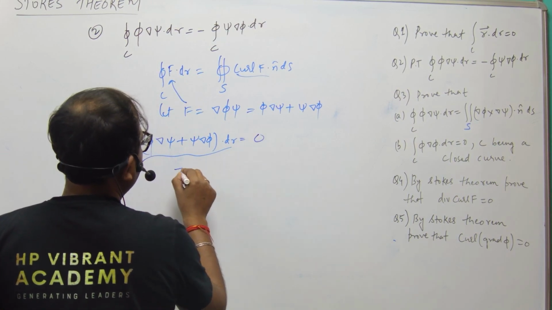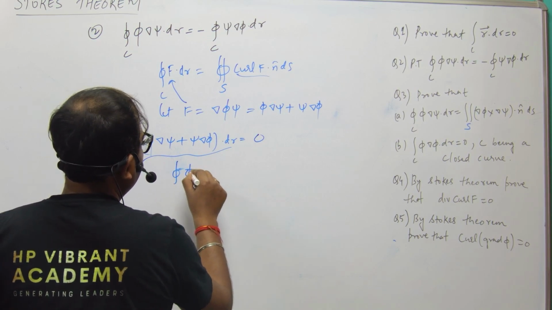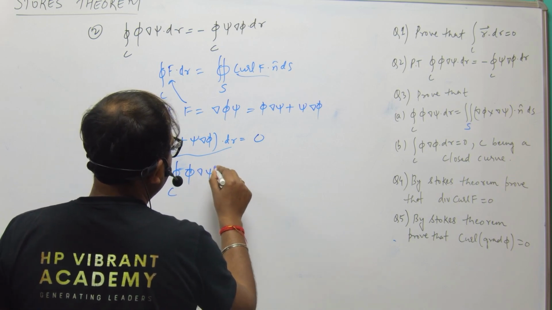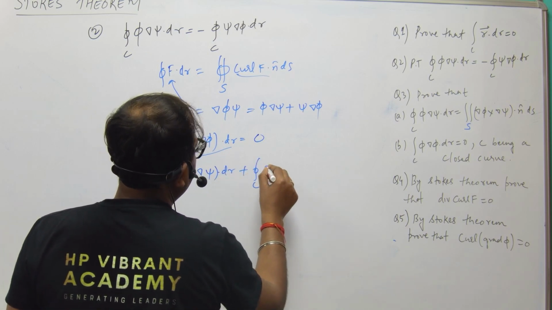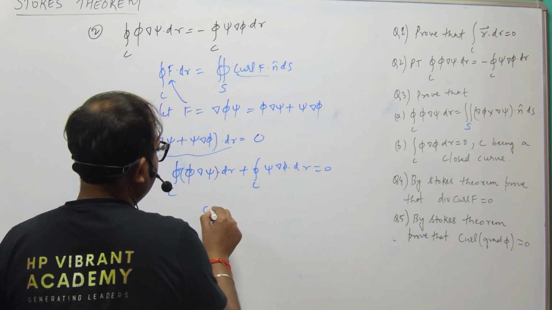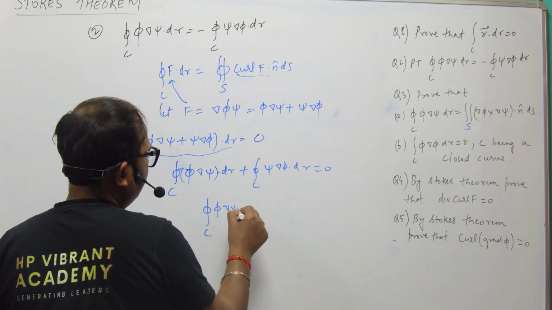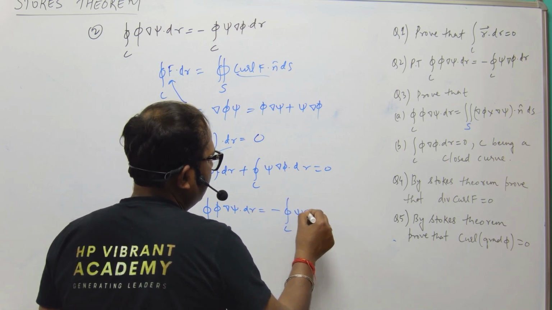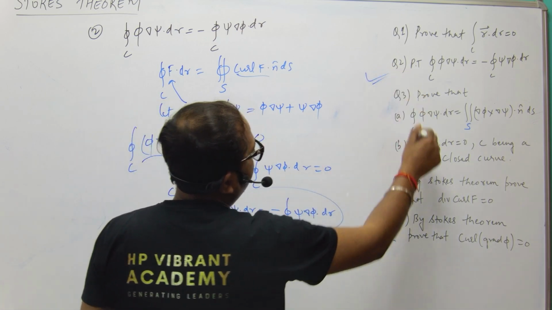So this means the line integral of phi del psi dot dr along the curve C plus the line integral along the curve C of psi del phi dot dr is equal to 0. Line integral along the curve C of phi times del psi dot dr equals minus the line integral along the curve C of psi del phi dot dr. This we have to prove in question number 2. Let us discuss question number 3.